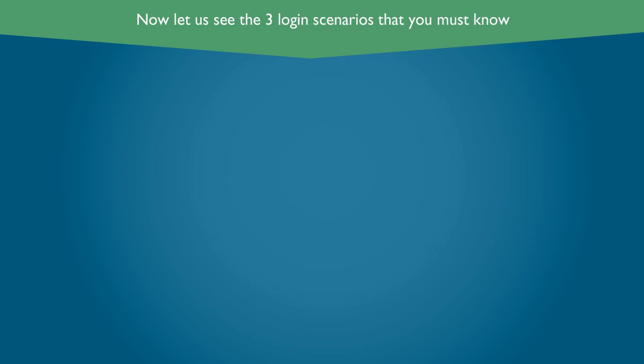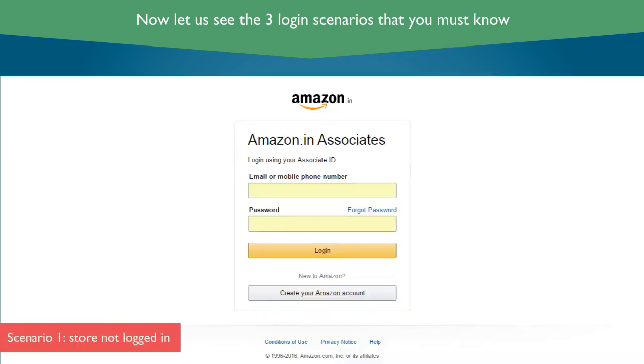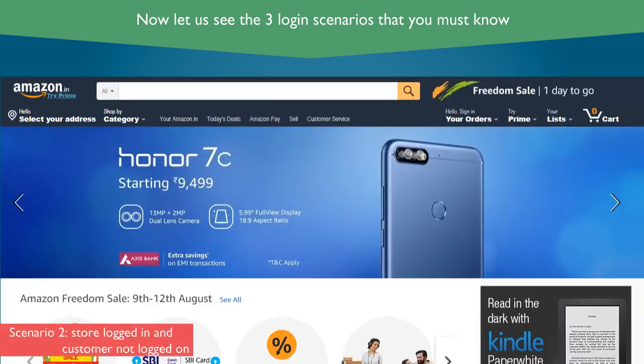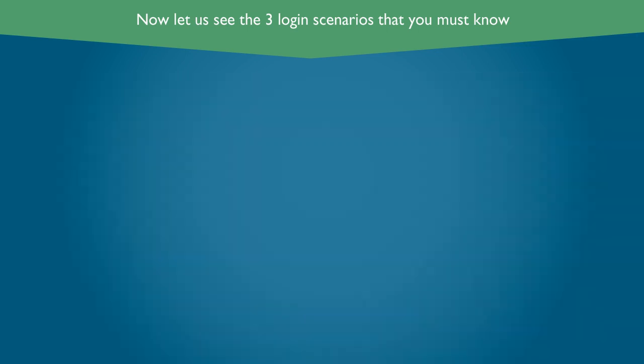Now let us see the 3 login scenarios that you must know. Scenario 1. If you are not logged in on store.amazon.in, you will see this screen which says Amazon.in Associates. Scenario 2. If you are logged in on store.amazon.in and the customer is not logged in, you will see this screen which says Hello, sign in at the place of customer login.